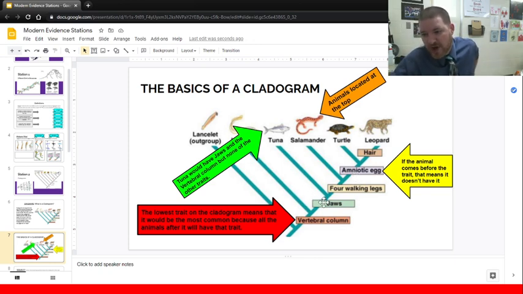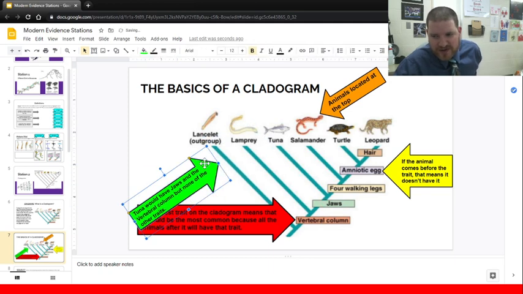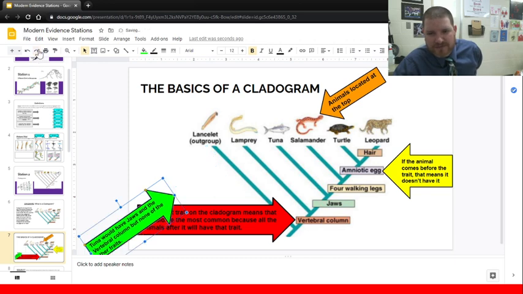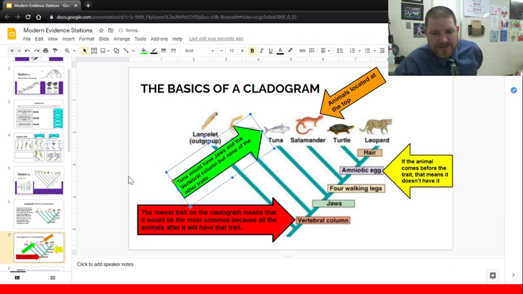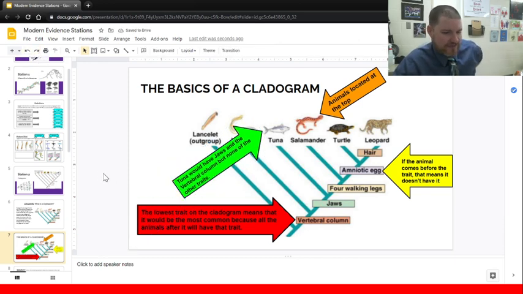So like for jaws, for example, the tuna, salamander, turtle, and leopard all have jaws because this is where jaws happen at. Whereas the other 2 here, I'm just going to move this so I can see what it is, the lamprey and the lancelot do not have jaws because they come before that trait was introduced.